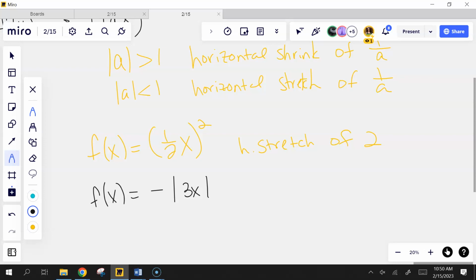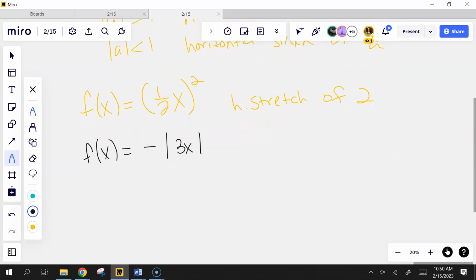Tell me what's going on with that one. This is reflect. See how I flipped it there? It's a 3 here, but the factor is 1/3.